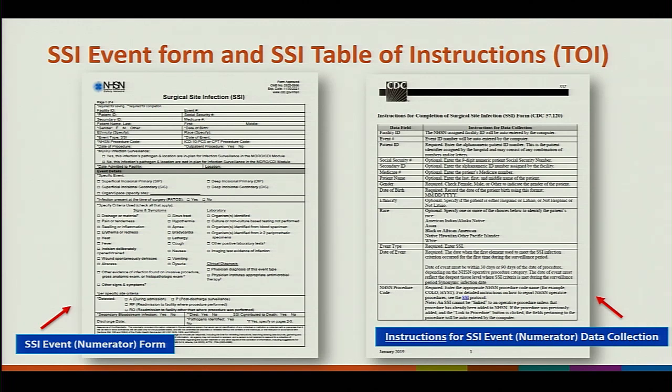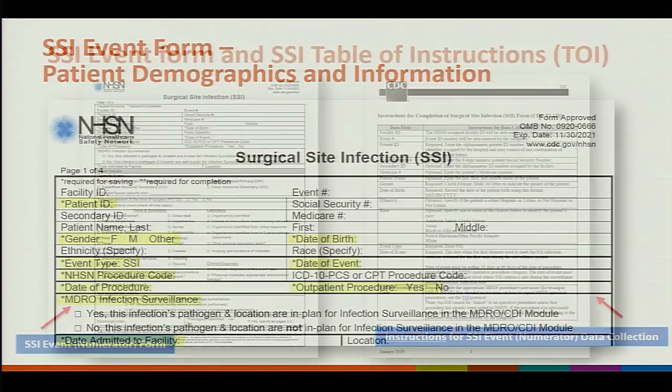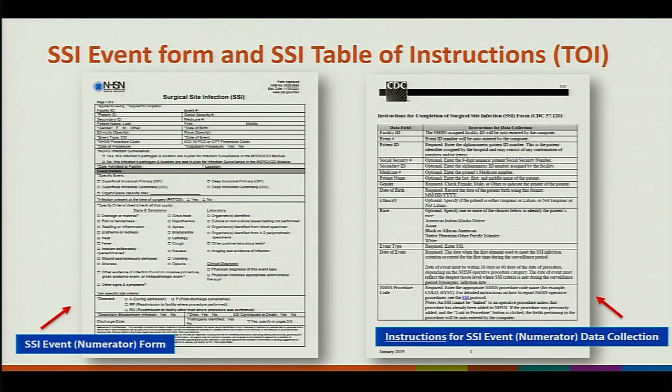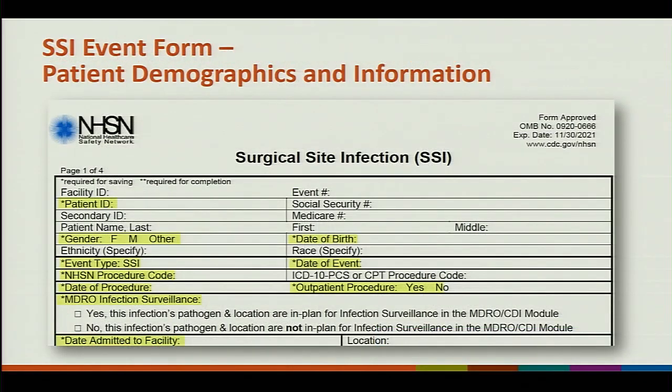Obviously, not everybody uses these still, but what's important is these are the fields that still need to be collected, no matter how you send your information to NHSN, manual or not manual. The instructions for SSI event numerator data collection are also, we also have a TOI for that. So it'll walk you through how to answer those specific questions on the SSI event form. And remember that you have to complete an SSI event form for each patient found to have an SSI using the SSI criteria.